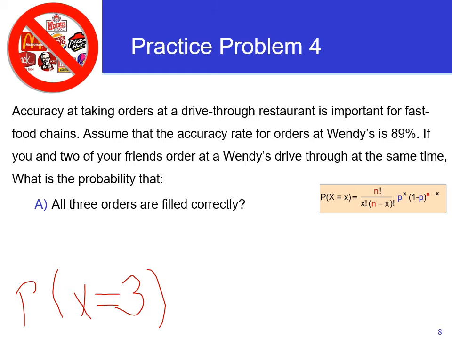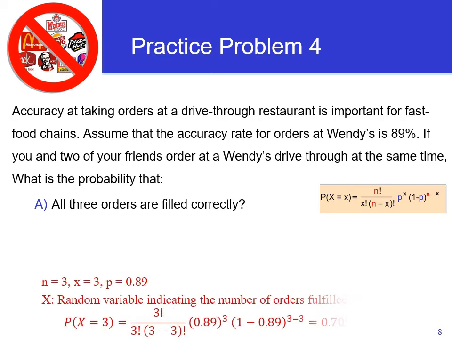What is p? The probability of success. It is stated here, the probability of success is 89%. So let's find a solution here. If you use the formula, you're going to get 0.705, about a 71% chance that all 3 of you would get your order correctly fulfilled.